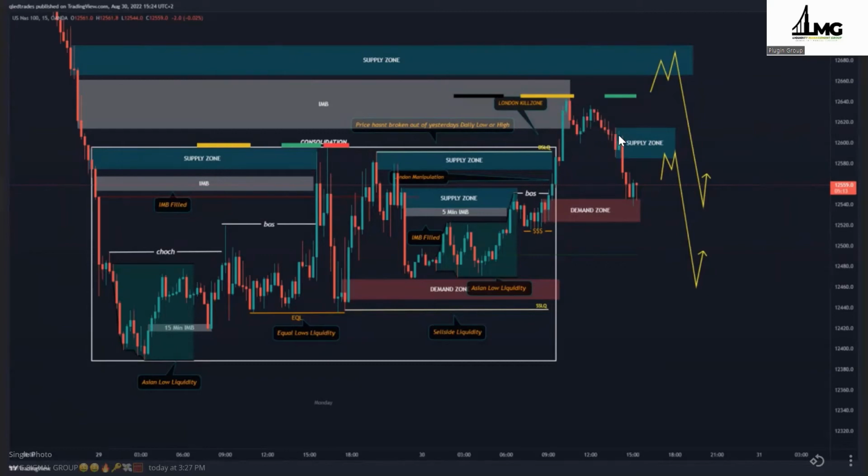We had this break right here, and then New York came in, pushed to the downside, anticipating price to come into the supply zone and then push, right? So this was the setup of the day. The setup of the day now is New York. I'm anticipating price to come for an OTE, right? To be retraced within the supply zone and then push to the downside.